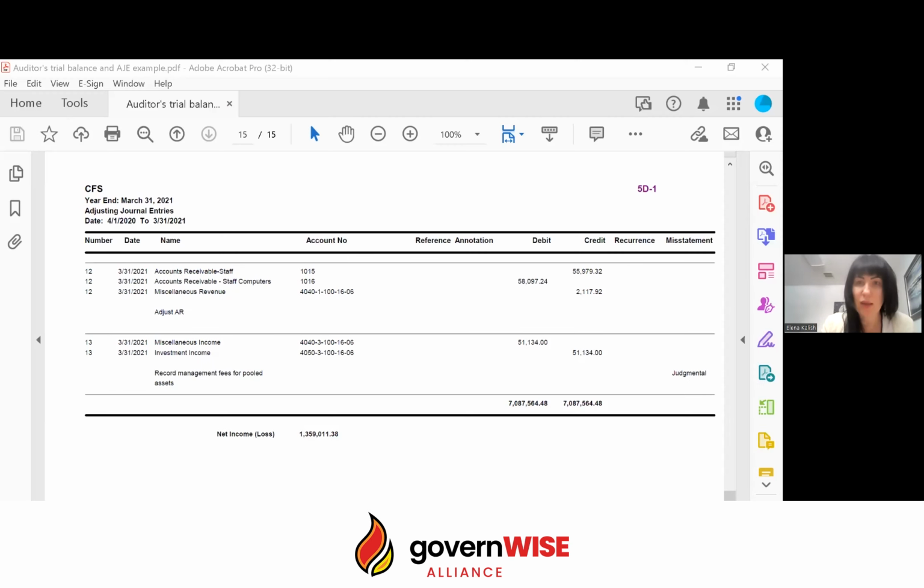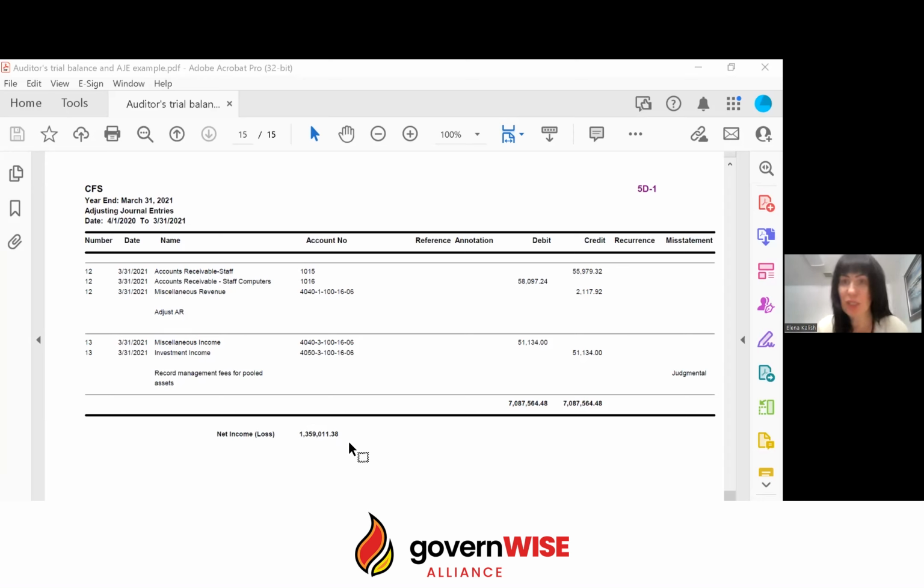Okay, so the first thing I would do is go and check that against what the auditor shows as net income. It's at the bottom of the adjustment journal entries, or I can look at the bottom of their trial balance, and it is 1.359, right? So clearly there is a difference of $11,000, which for this organization is not a huge difference. It started with a bigger one, but any difference we have to address. There is no other way. So I see that difference.